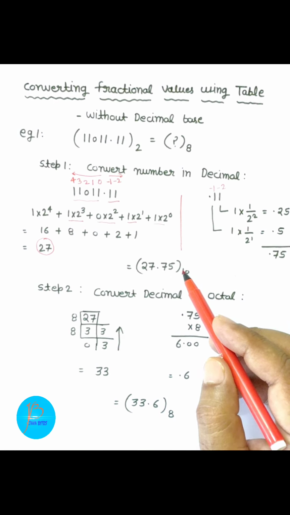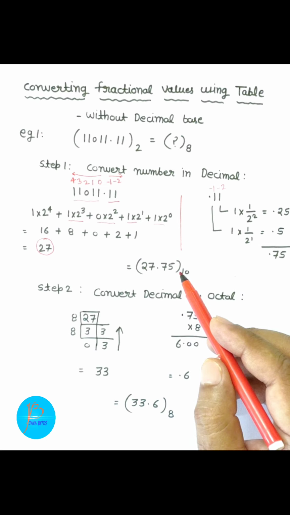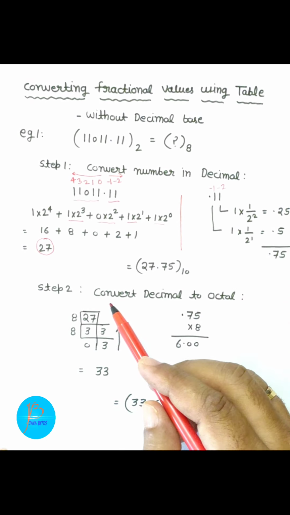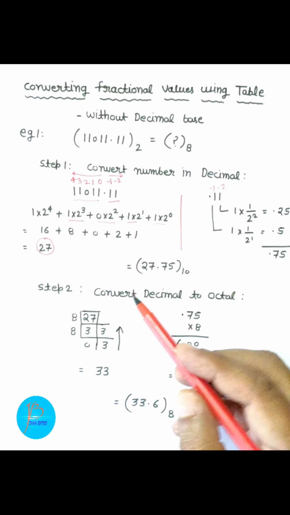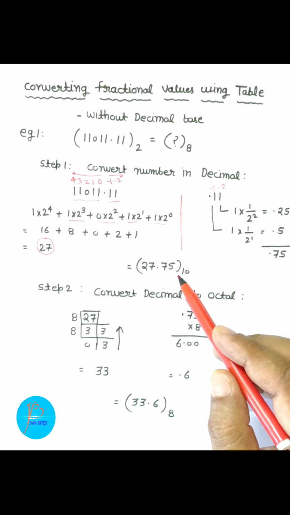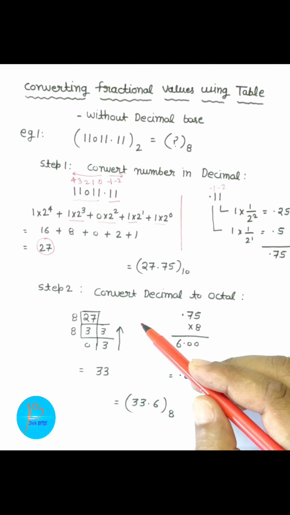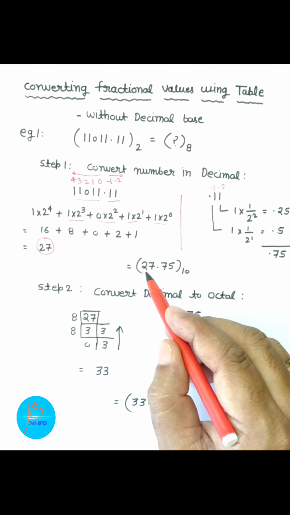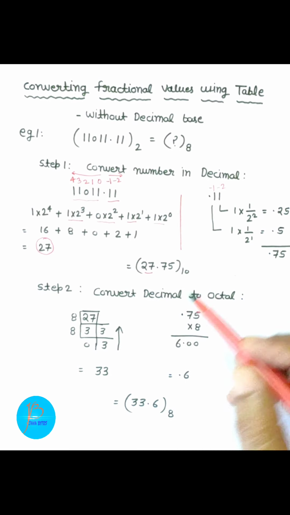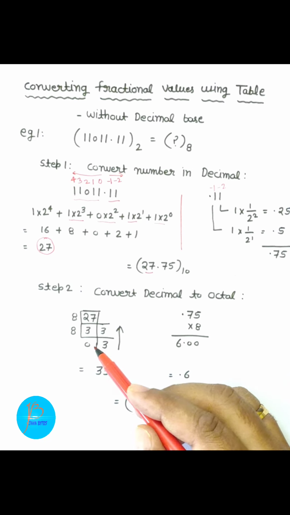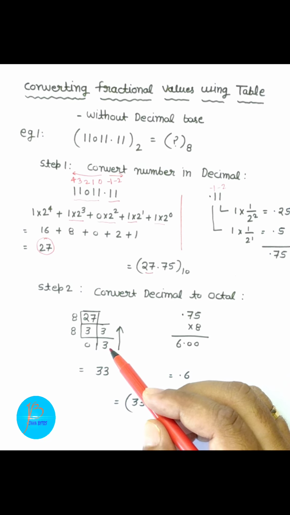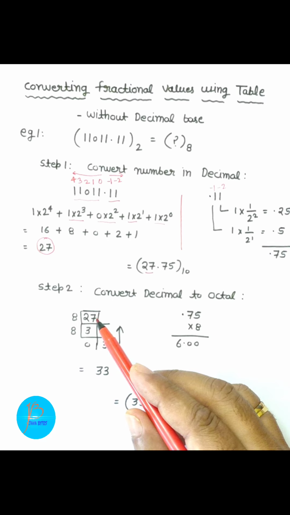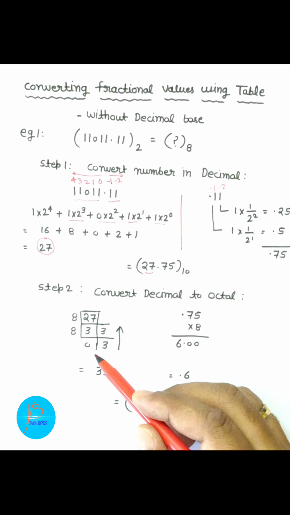All of you know about this, but we need the final answer in octal form, and for that purpose we now work with the second step. The decimal equivalent you found in the previous step, we now have to convert into its octal equivalent. Both parts will be treated separately. The 27 is the integer part, so convert it into its octal equivalent. You know how to convert this: you just start dividing the integer part 27 by 8.